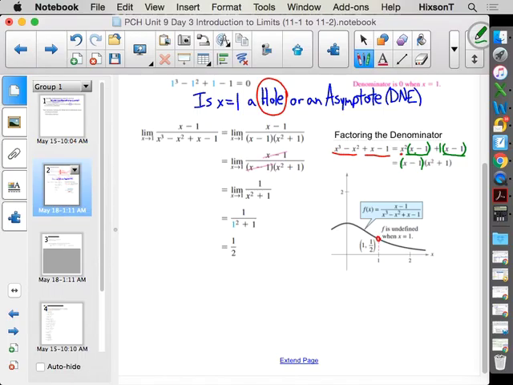Yeah. Yes. So the limit is the ordered pair of 1, 1/2. No, the limit is just the 1/2. Notice x is approaching 1, and the limit equals 1/2.